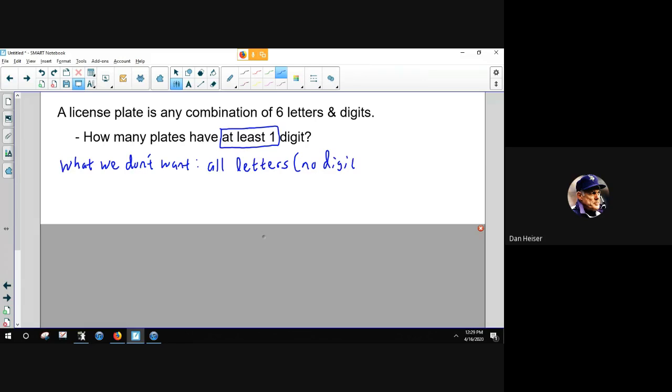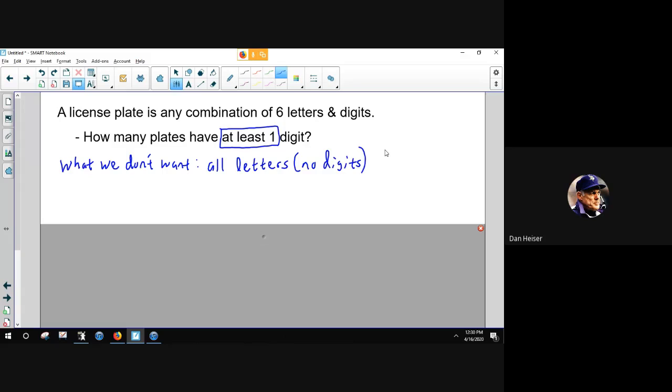In other words, we don't want a situation with no digits. We want this license plate to have at least 1 digit, which means it does not have 0 digits. It's all letters. That's what we don't want.